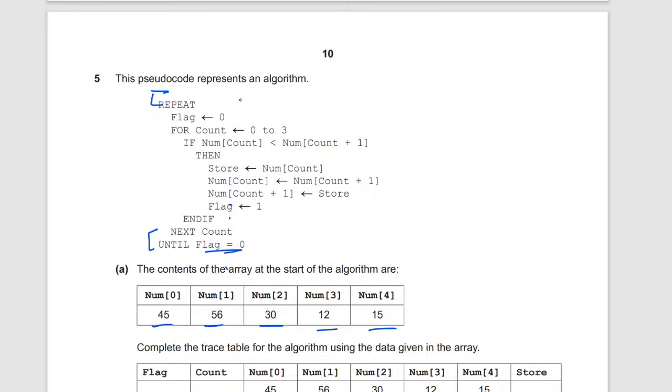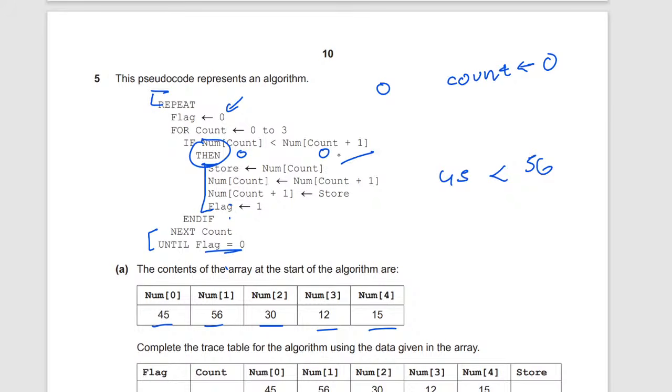So let's see. If the flag is 0 here, for count 0 to 3, the count would be 0. Then if num0, which is 45, is less than num count plus 1, where count is 0, so 0 plus 1 is 1, so num1 is 56. If 45 is less than 56, then we do all this. That's the main idea.